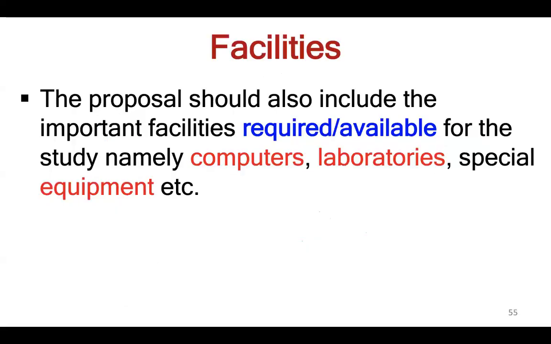Okay, and also facilities. The proposal should also include important facilities which are required or available. For example, we have clinics. So you can describe that, okay, we have Bugando Medical Center. It runs lots of clinics, or it runs a clinic of hypertension, which 200 people attend every Wednesday, and 200 people attend every Friday. So you know that in 1 week, you have got access to at least 400 people.